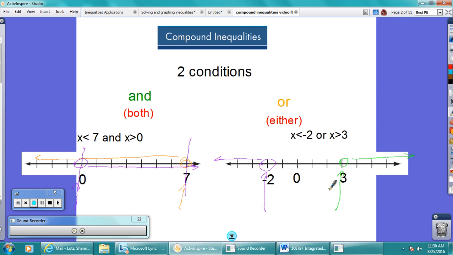Now, look at the difference between the two. With and, it's in between. It's where they overlap. With or, it's either going to be this way or that way. That's why it's either and or.